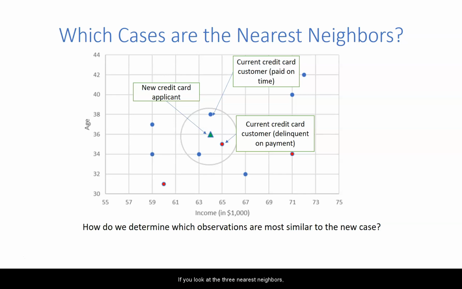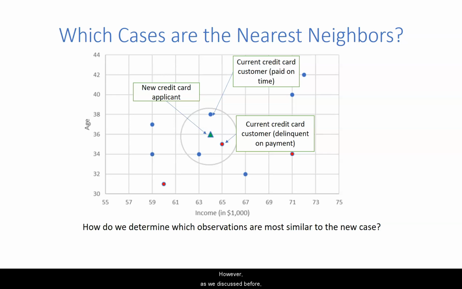If you look at the 3 nearest neighbors, 2 paid on time and 1 is delinquent. That suggests that the new customer has a 1 in 3 or 33.3% chance of being delinquent. And similarly, a 2 in 3 or 66.7% chance of paying on time. If the bank uses the default cutoff rate of 0.5 for binary class problems, then the new customer has a higher chance of paying on time than being delinquent, and therefore should be approved for the credit card.